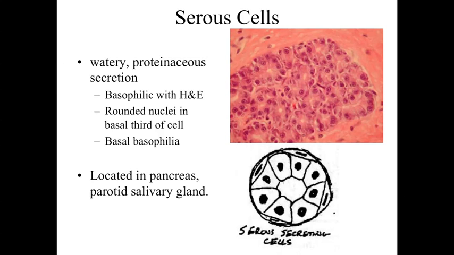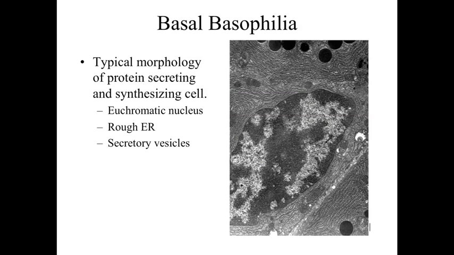You can find these serous secreting cells in areas like the pancreas and the parotid salivary gland, as well as other locations within the body. Again, that characteristic called basal basophilia is very common for protein synthesizing and secreting cells. They're going to have a euchromatic nucleus towards the base of the cell. They're going to have lots and lots of rough endoplasmic reticulum towards the middle third of the cell, and then secretory granules towards the apical portion of the cell, where they're accumulating, waiting for that signal so that they can be released, normally through the process of exocytosis.